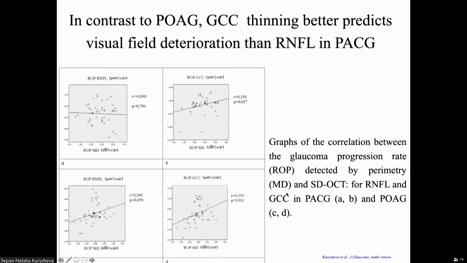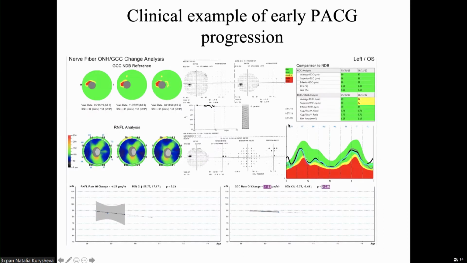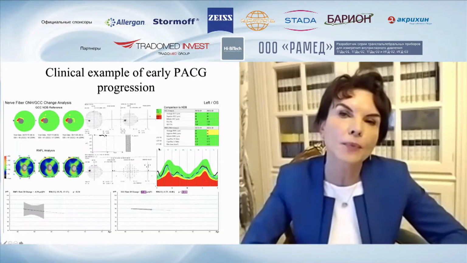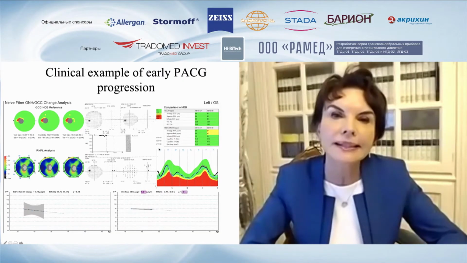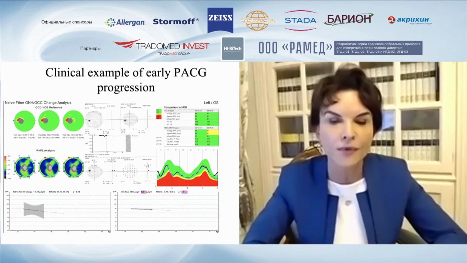If you look at these graphs of the correspondence between the rate of structural and functional deterioration, you may notice that this correspondence is significant for the ganglion cell complex and insignificant for the retinal nerve fibers, but only in primary angle closure glaucoma. It means that we have to pay more attention to the ganglion cell layer in the monitoring of primary angle closure glaucoma.